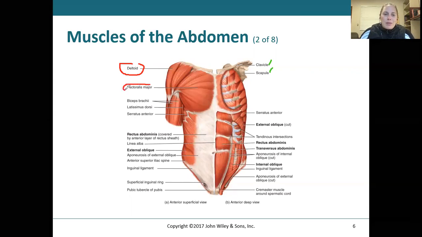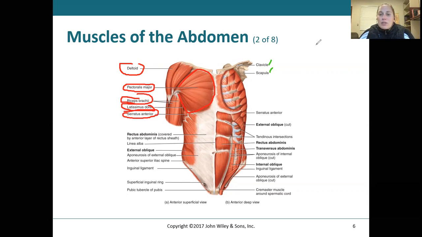You have your pectoralis major, another major muscle group. Remember when we were talking about different types of muscle shapes, this is a great example of that fan shape that we talked about. When we get to the upper arm, we'll talk about the biceps brachii. And then underneath that, you can see the latissimus dorsi and the serratus anterior.